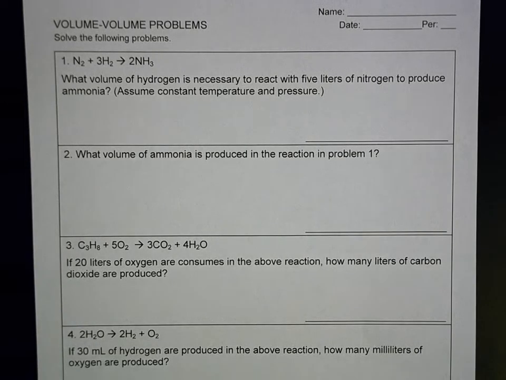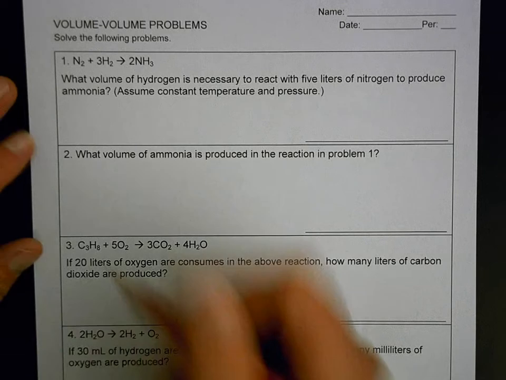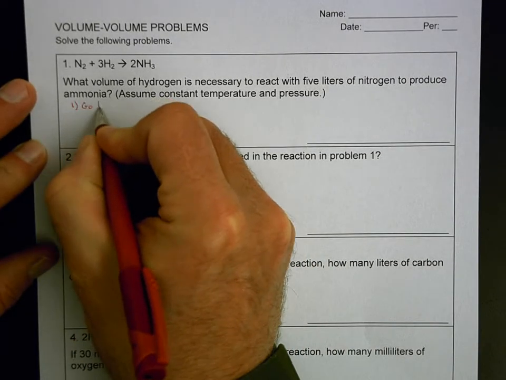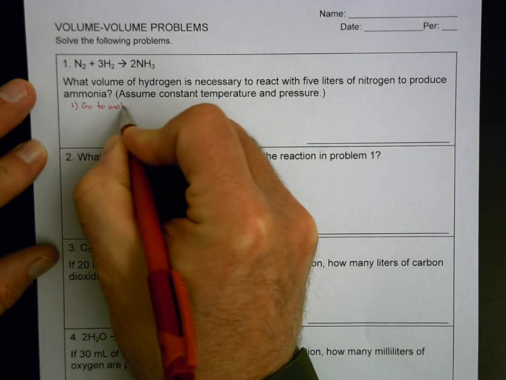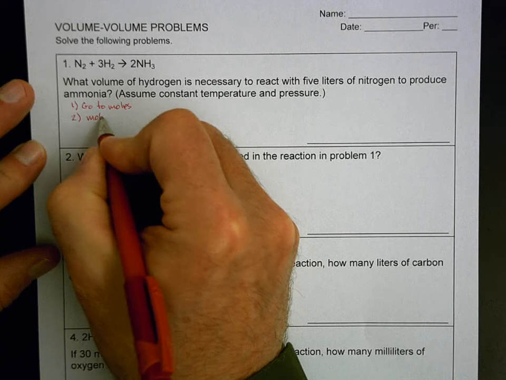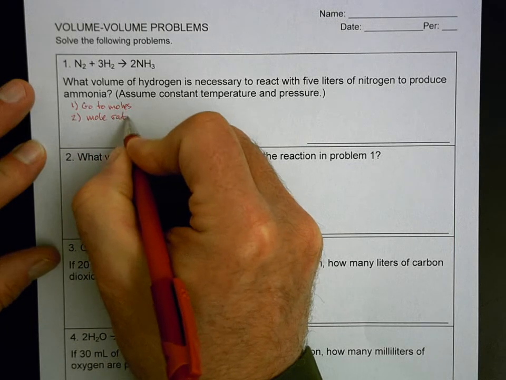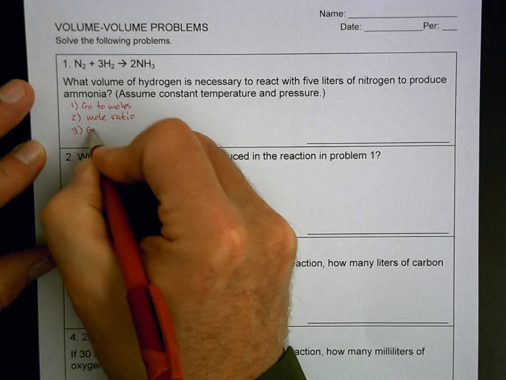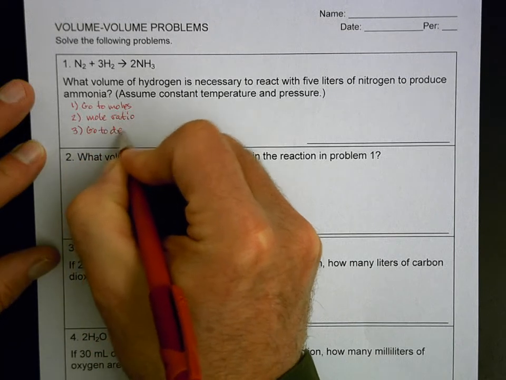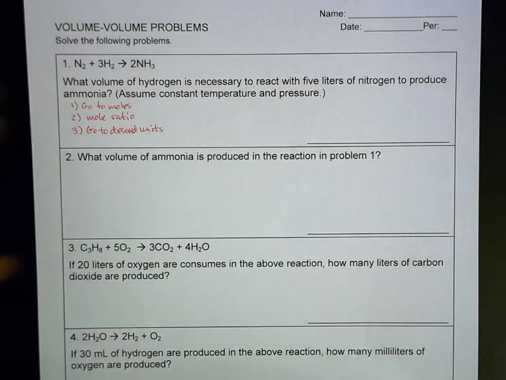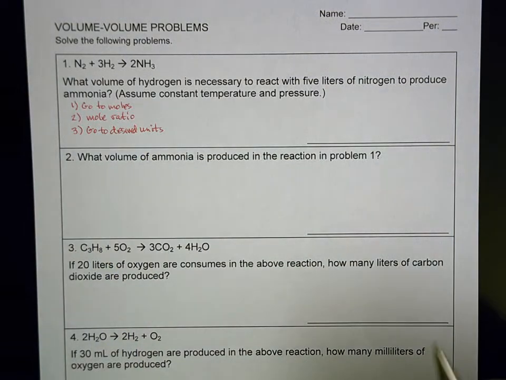Now, there are, of course, 3 steps to stoichiometry problems. I'm going to put it over here. The first step is go to moles. The second step is our mole ratio. And then our third step, go to desired units. That would be our 3 steps.